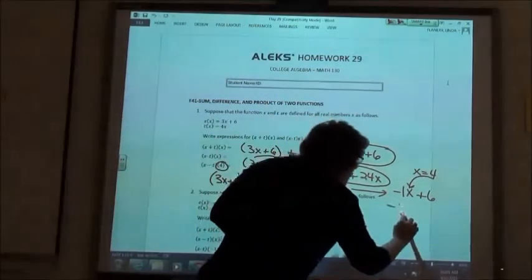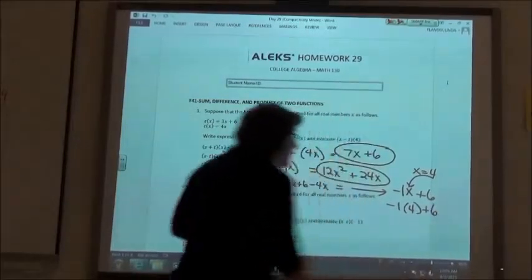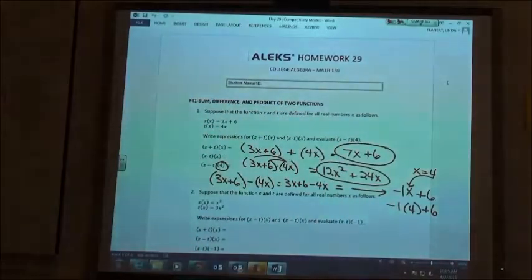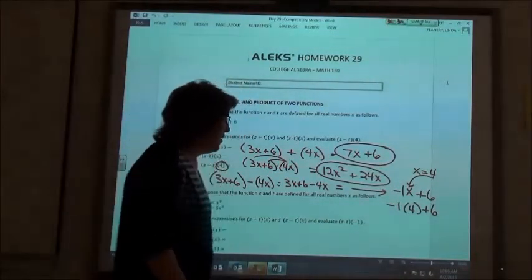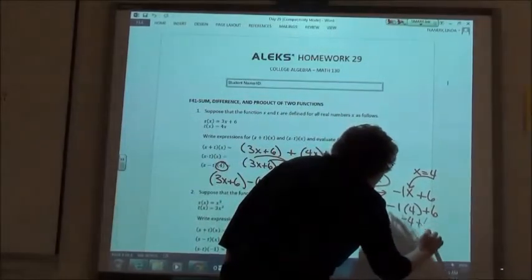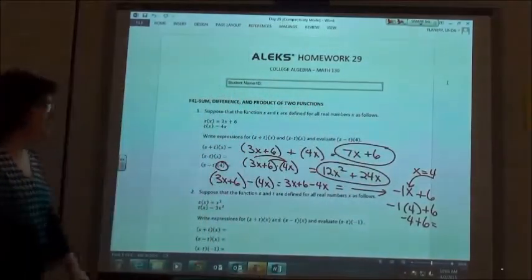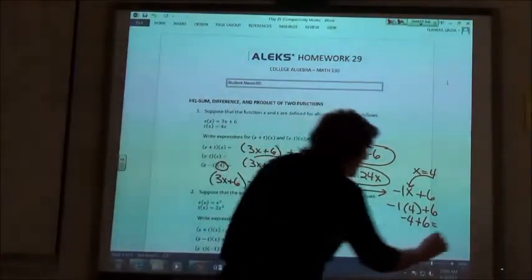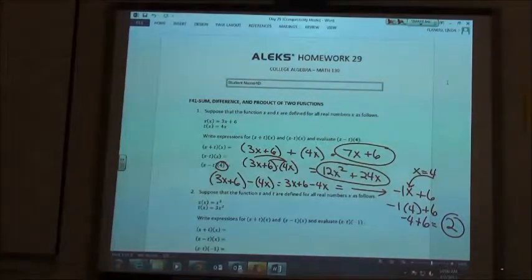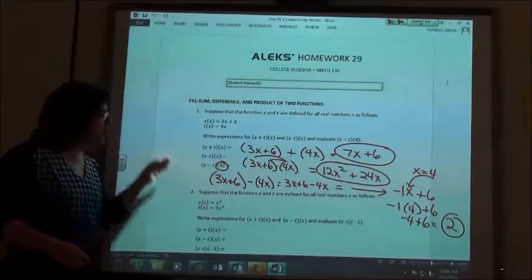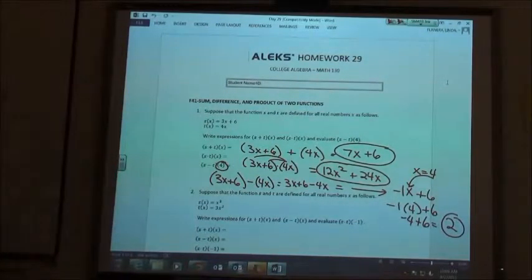So I'm going to take -1 times 4 plus 6. And if I do that, I get -4 plus 6, which is 2. 2 then is going to be the answer for that one, because after I solve it, I'm then going to put a number in and evaluate it. Okay, so they're always going to have an adding, a multiplying, and subtracting, but they're going to switch the order, and on the last one, they're always going to have you take your answer and put a number in.